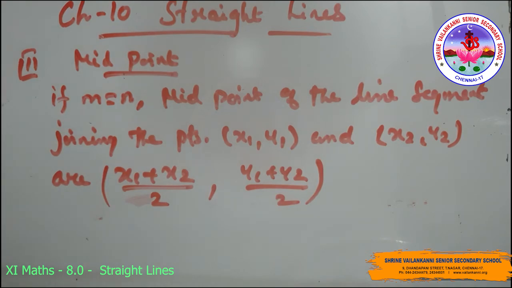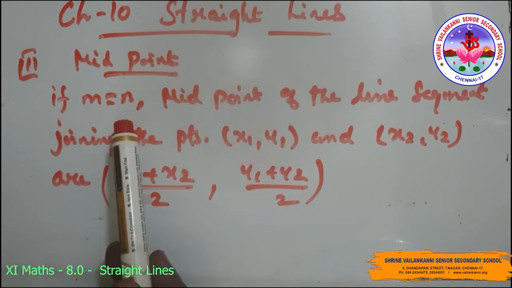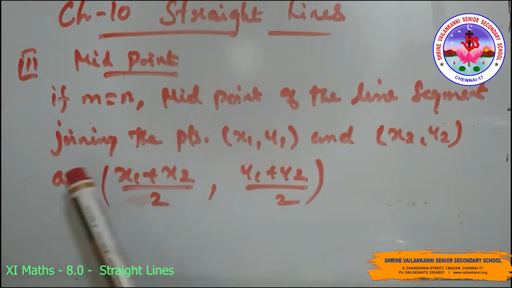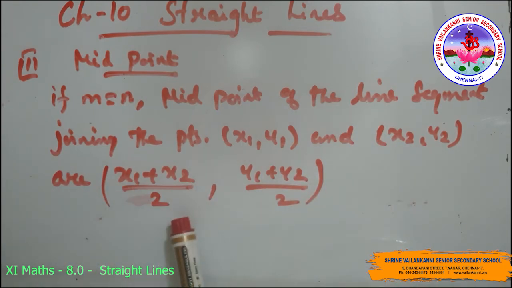Third one is the midpoint formula. In particular, if m equal to n, then the coordinates of the midpoint of the line segment joining the points (x1, y1) and (x2, y2) are ((x1 plus x2) by 2, (y1 plus y2) by 2).